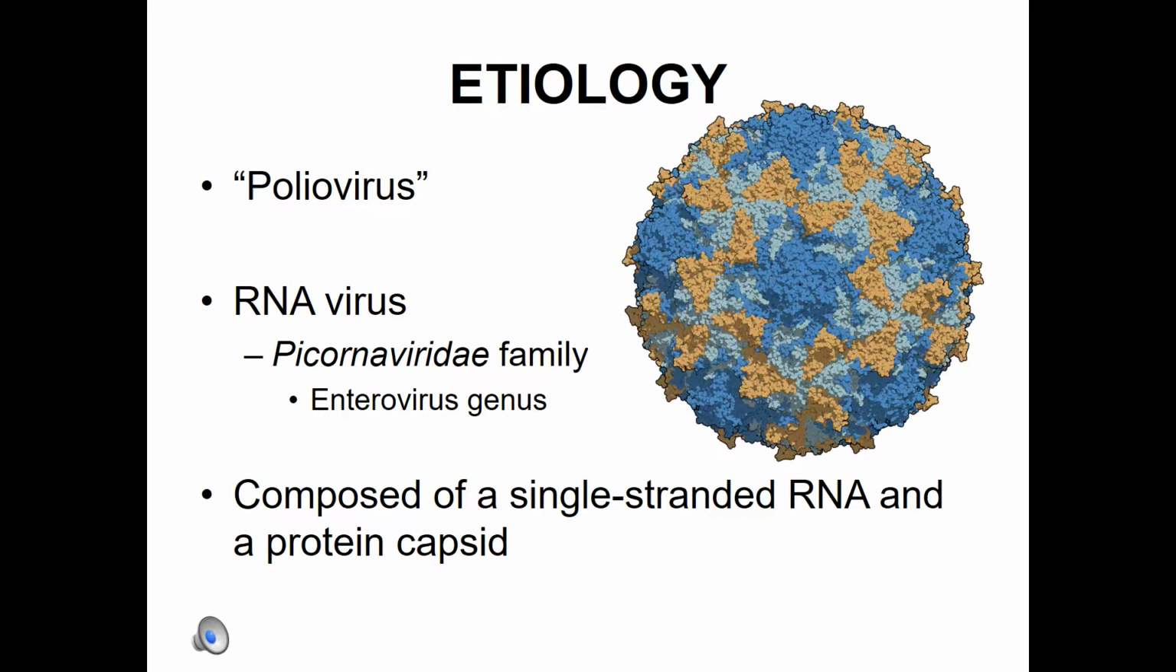Poliomyelitis is a viral disease caused by what is commonly known as the poliovirus. Now, the poliovirus is an RNA virus, which is part of the enterovirus genus of the Picornaviridae family. RNA just stands for ribonucleic acid, and RNA viruses have the capability to house genetic material like most other viruses.